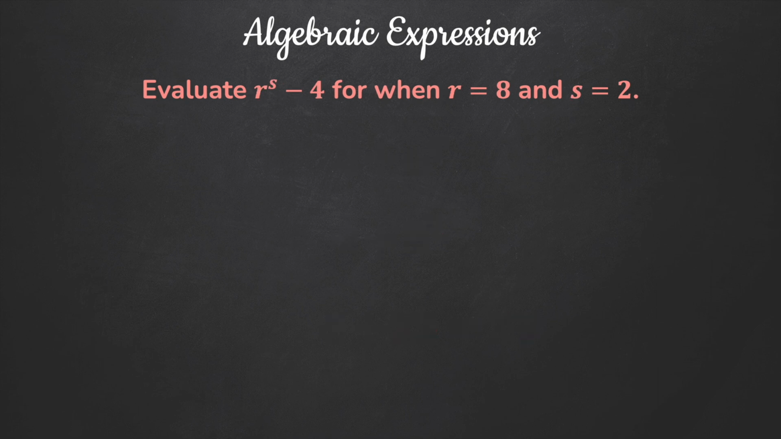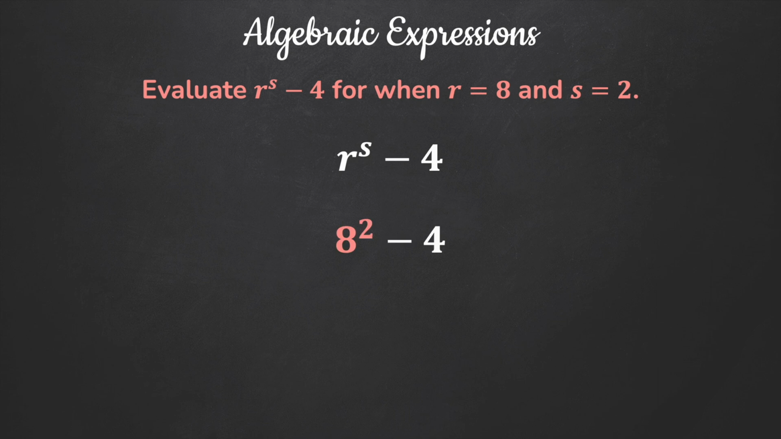Here we have evaluate r to the power of s minus 4 for when r is equal to 8 and s is equal to 2. Here we have an exponent and subtraction. The first thing we want to do is substitute our variables for their known values. So we're going to substitute r for 8 and s for 2.